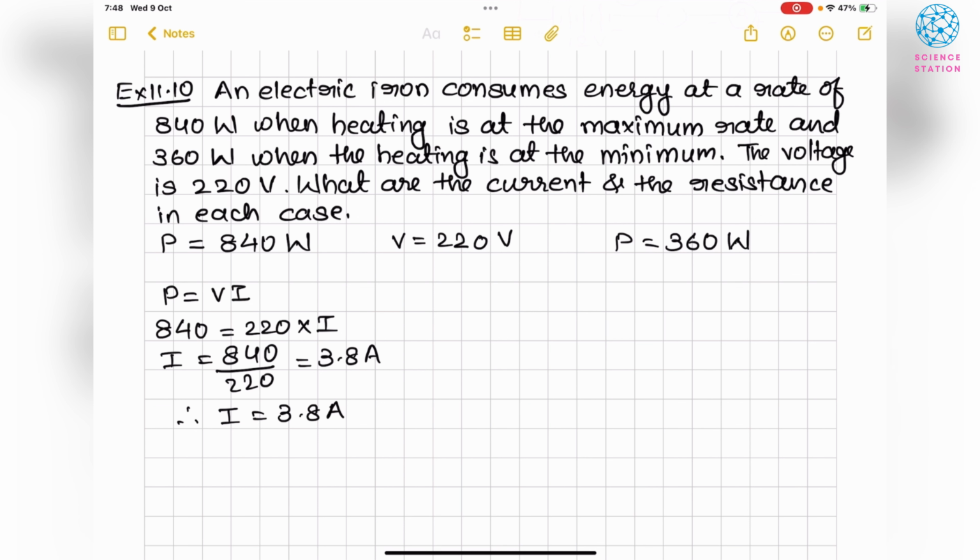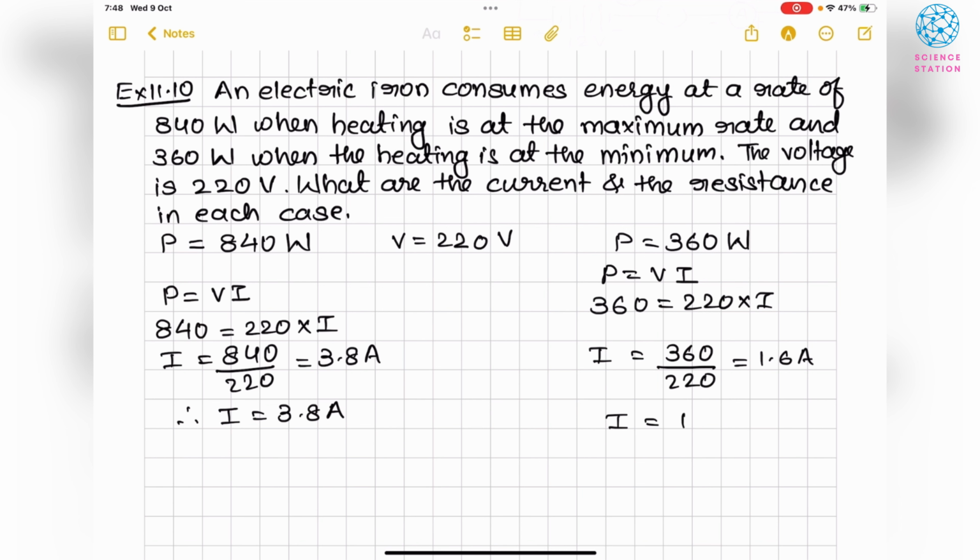Now counting for the minimum one, so P equal to VI. Again 360 equal to 220 into I. So I will be equal to 360 upon 220, so that will be 1.6 ampere. So I got both the I, 1.6 ampere and 3.8 ampere. So first part I have completed.